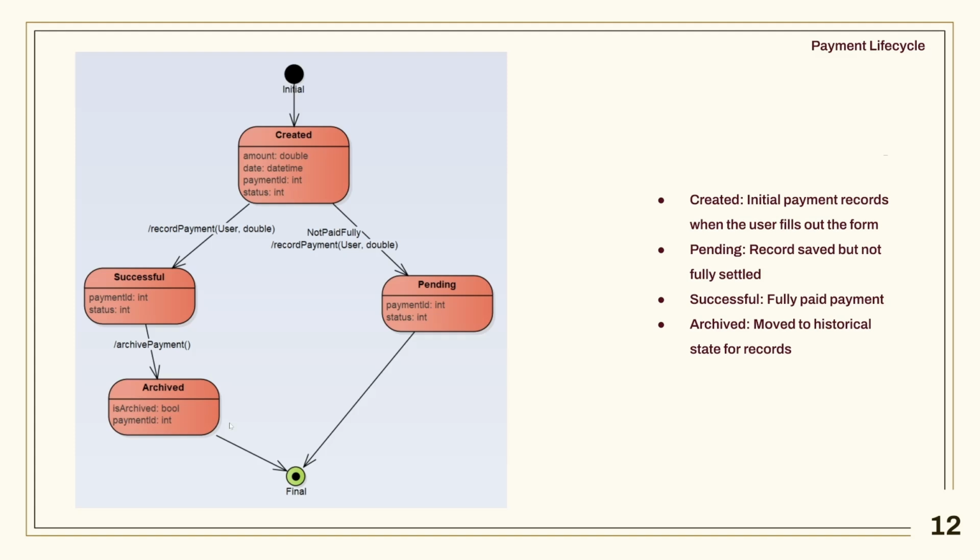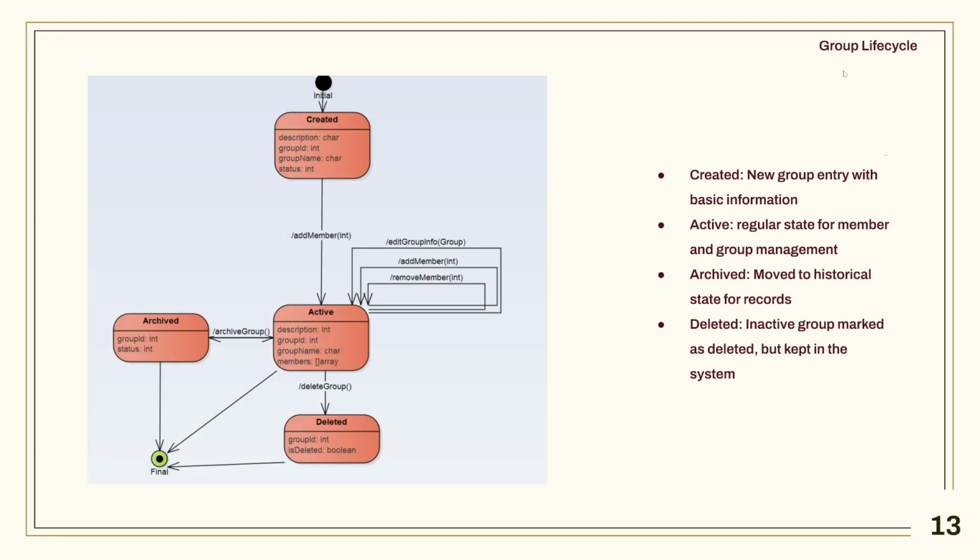Another use case is that we want to be able to generate the expense reports, so this will be useful if we just archive it. In that state, it will have access to the payment ID and the isArchived property, and both of these states mark the end of that workflow.